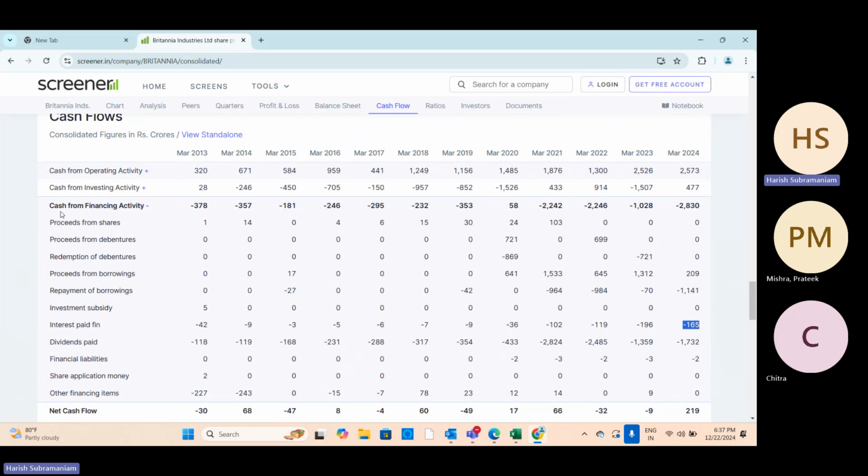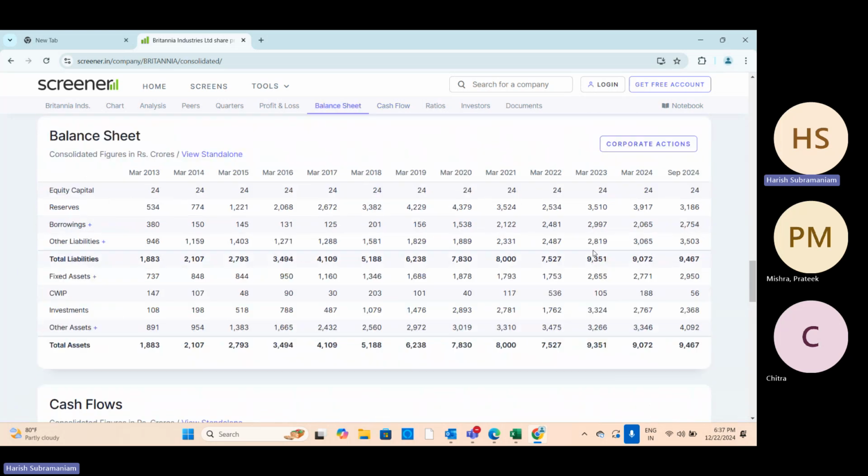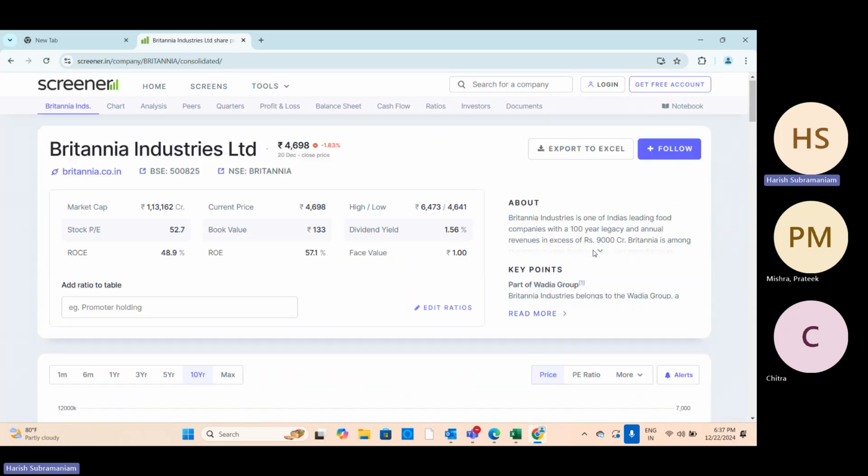So this just gives us an idea of the financial health of the company. And these are the generic things we will look at, at a very, very simplistic high level, when we are looking at a business.